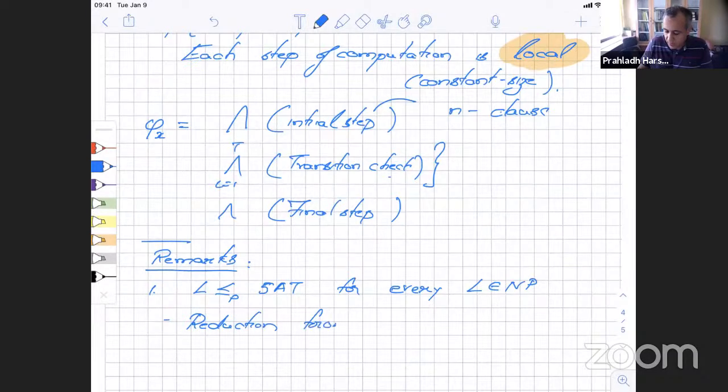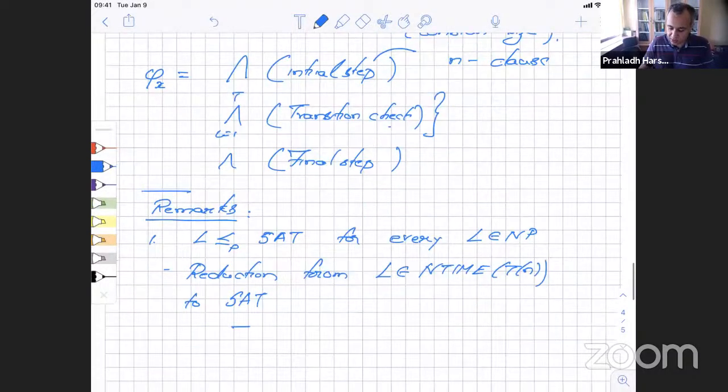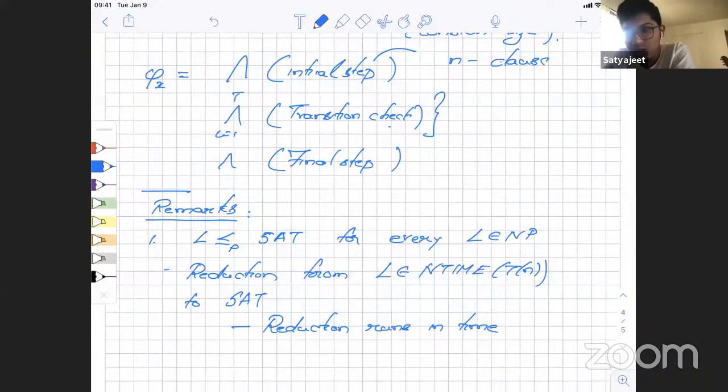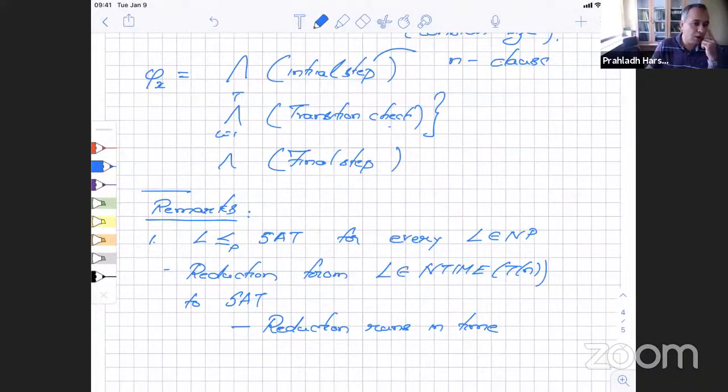from L in NTIME(T(n)), any T(n). This T(n) need not be polynomial. A reduction from NTIME(T(n)) to SAT with two features. First, what time does the reduction run in? How much time does the reduction take? T plus n or something like that. So it's basically T log T.